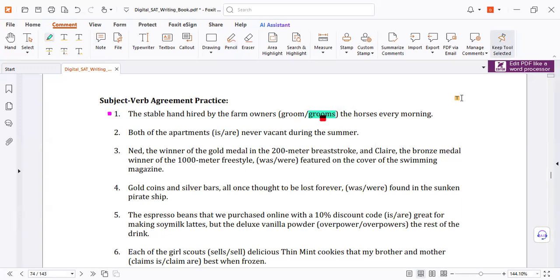So follow the rules. "The stable hand hired": how can you know whether this is a past participle or a verb? Check the meaning. If the subject did the action, it's a verb. Is a stable hand hired? Did it hire someone? No. So it's a past participle, so delete it. Follow the rules to find the subject and the verb. Right? Number three.